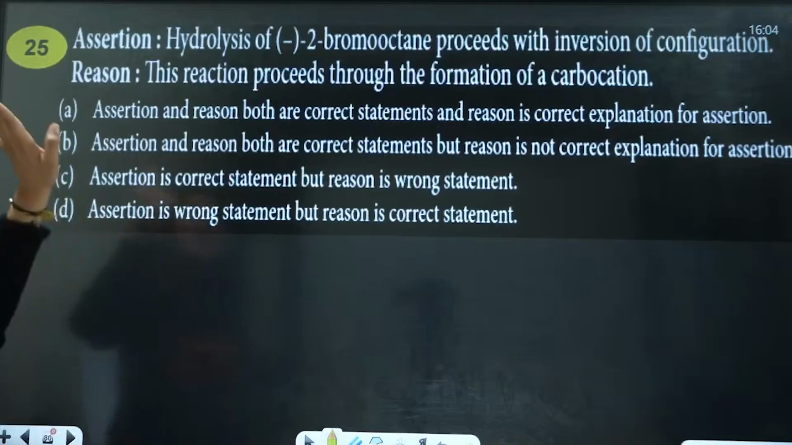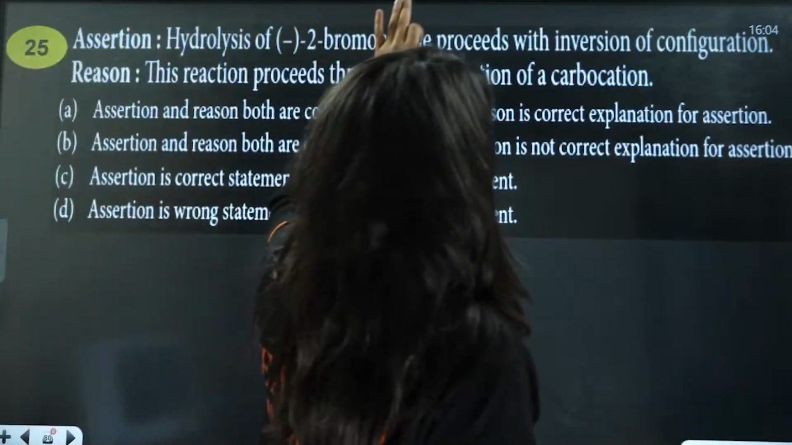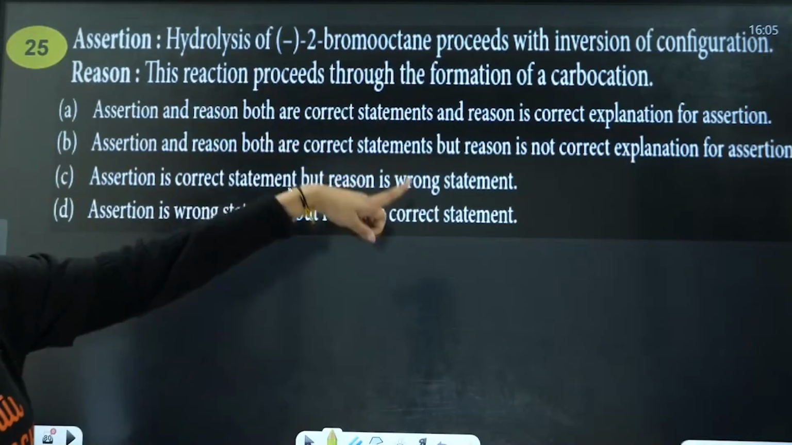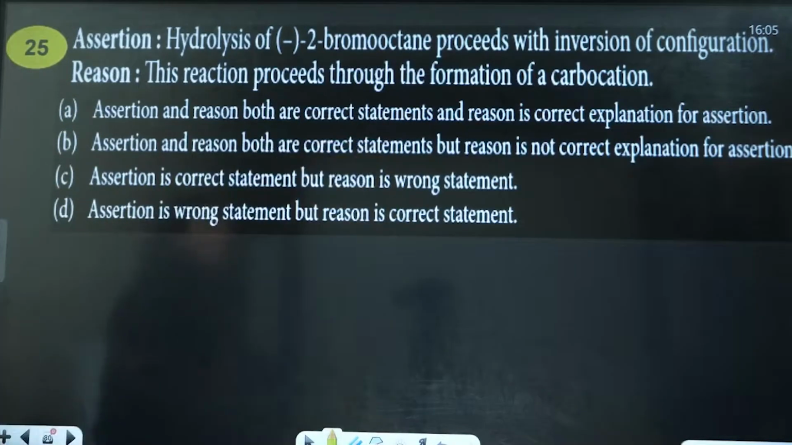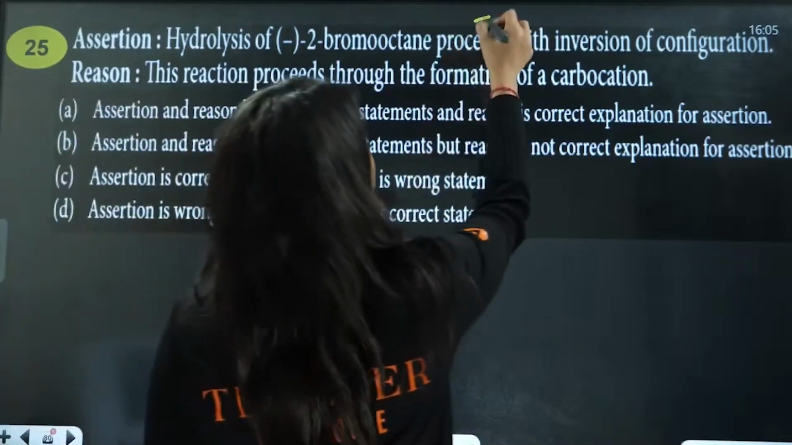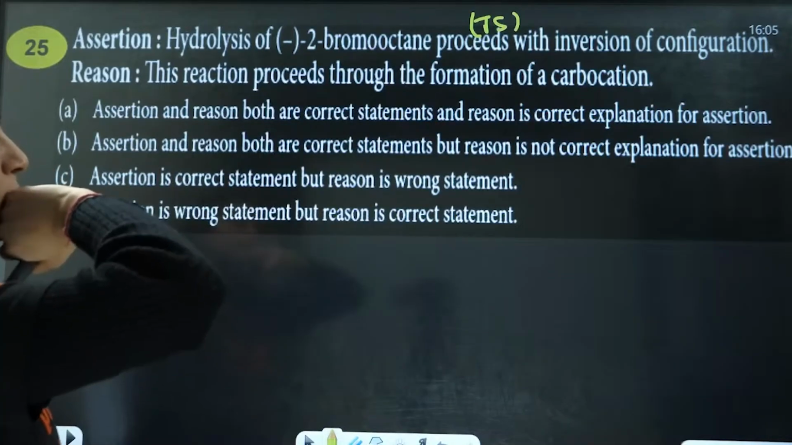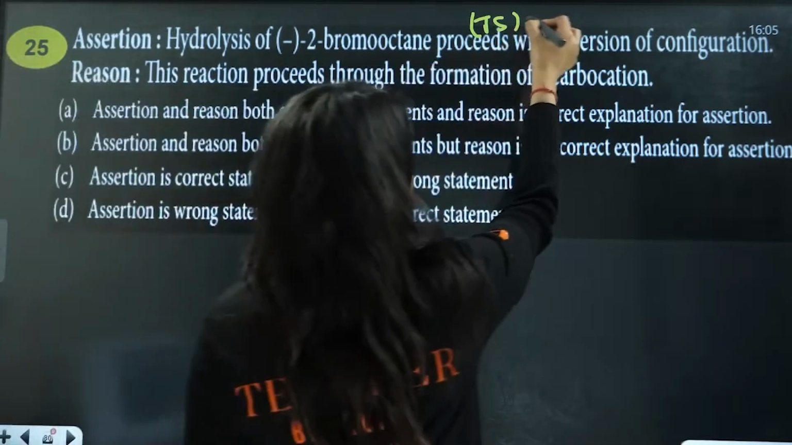Next, bacha, we have hydrolysis of 2-bromo-octane proceeds with inversion of configuration. Right? Hydrolysis of this proceeds with inversion of configuration. Is it everyone? Everyone in the chat box? If we have 2-bromo-octane, right? Its hydrolysis, you're adding this one here. Okay, that is going to proceed through a transition state. Right? Okay. SN2 mechanism, transition state.